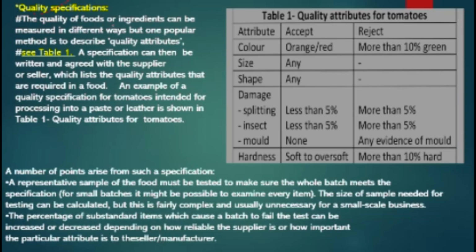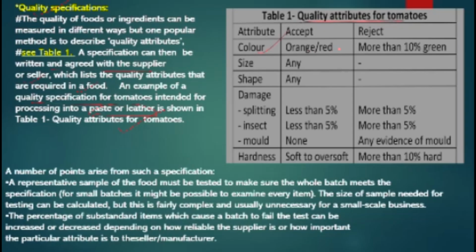Quality specifications. The quality of the foods or ingredients can be measured in different ways, but one popular method is to describe quality attributes. That is, a specification can then be written or agreed with the suppliers or sellers, which lists the quality attributes that are required in a food. For example, quality specifications for tomato intended for processing into a paste or leather is shown in the table. Quality attributes for tomato.